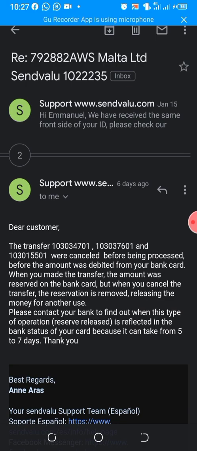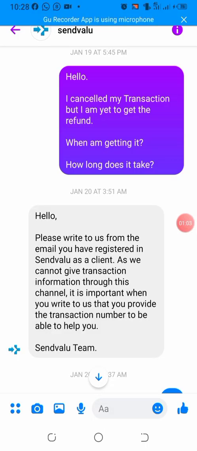Before this, what happened was they sent me another mail, requesting that, okay, let me get out that mail. It wasn't a mail actually. I remember it wasn't a mail. I went on their Facebook page and sent them a message on Facebook Messenger. So here's what I sent them: Hello, I cancelled my transaction, but I am yet to get the refund. When will I get it? How long does it take?